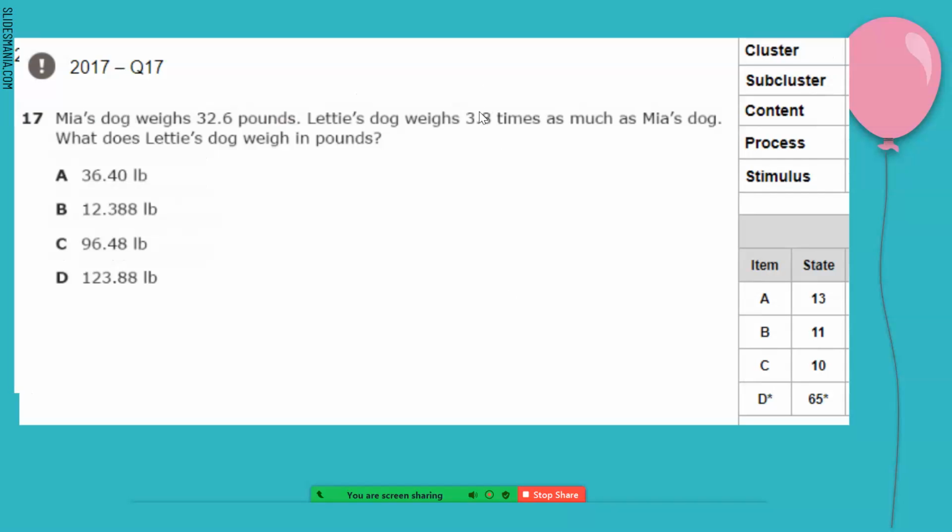Ooh, this right here. Do we do this a lot in problem solving? That might be some good problem solving for the week, is doing something weighs how many times as much as Mia's dog. Ooh, that's a good one.